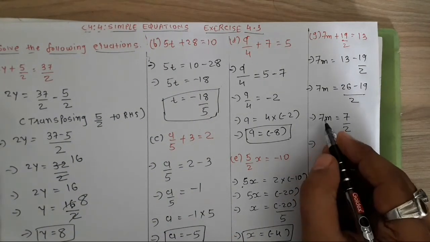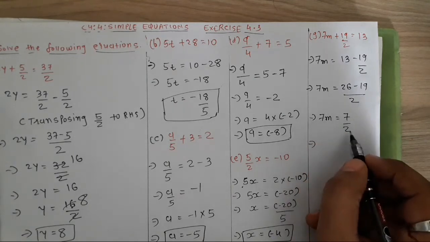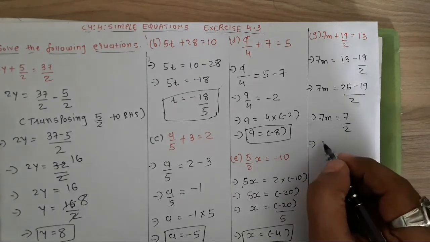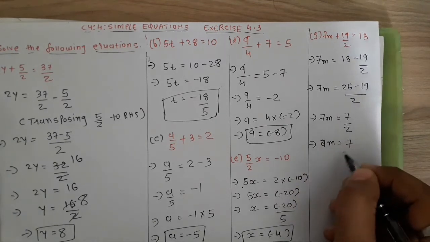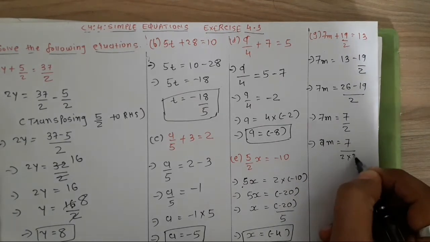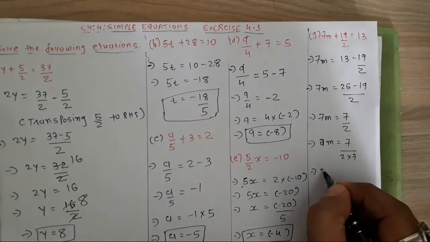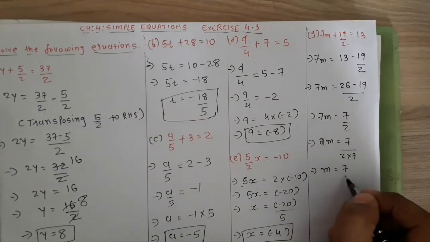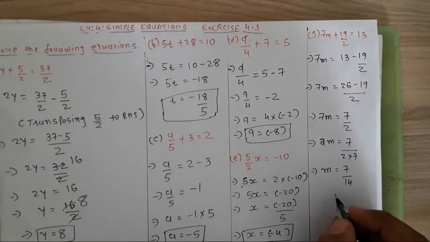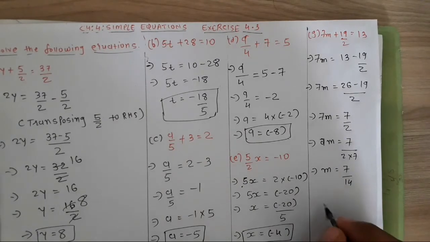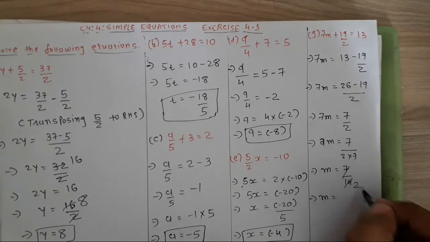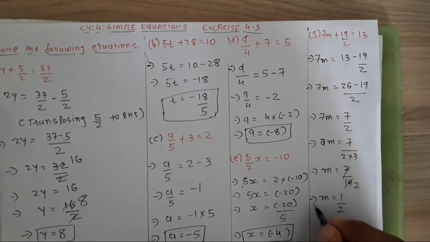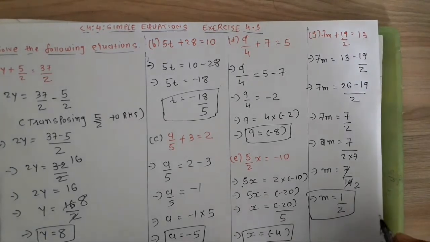So for that, this 7 is in multiplication. If I take this on the denominator, then it will be in multiplication with 2, so m is equal to 7 divided by 2 into 7. Now m is equal to 7 divided by 14. Now we all know 7 2s are 14, it will become 1 upon 2. So the value for m is 1 upon 2.